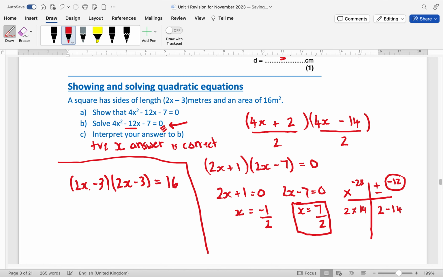So that's a little bit of maths that has shown this quadratic to be correct. That is not the important bit. B is the important bit. Okay, B is the bit to revise.